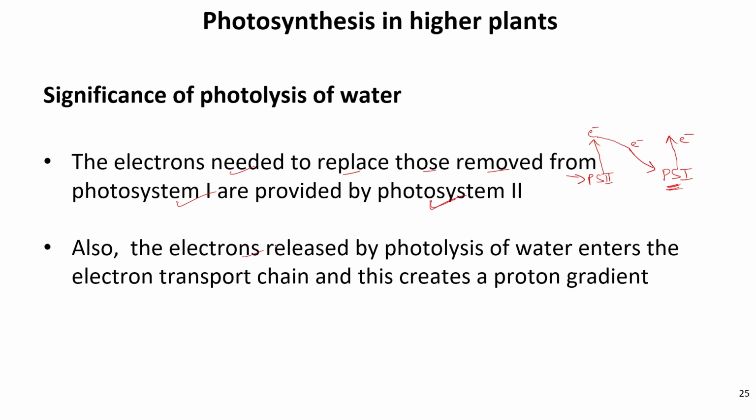Also, the electron released by the photolysis of water enters the electron transport chain, and this creates a proton gradient. There is a transfer of electrons from one carrier to another, which helps in the creation of a proton gradient. A proton gradient is created as the electrons move from one carrier to another in the electron transport chain.